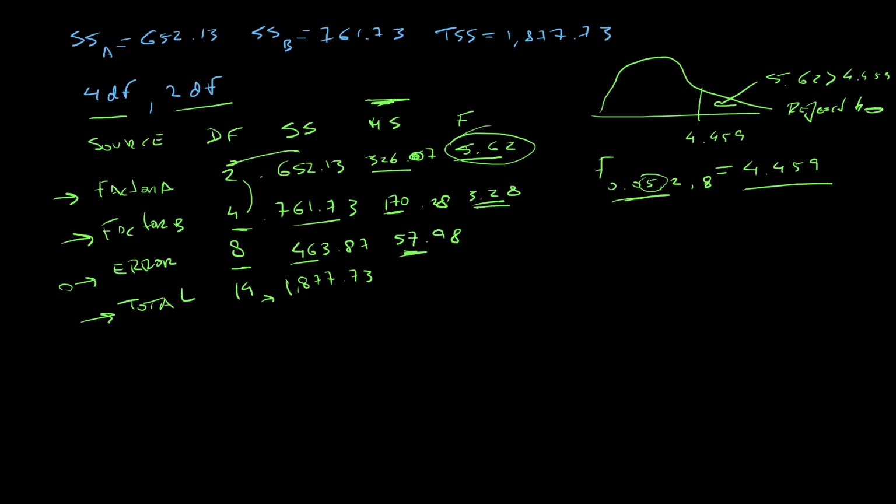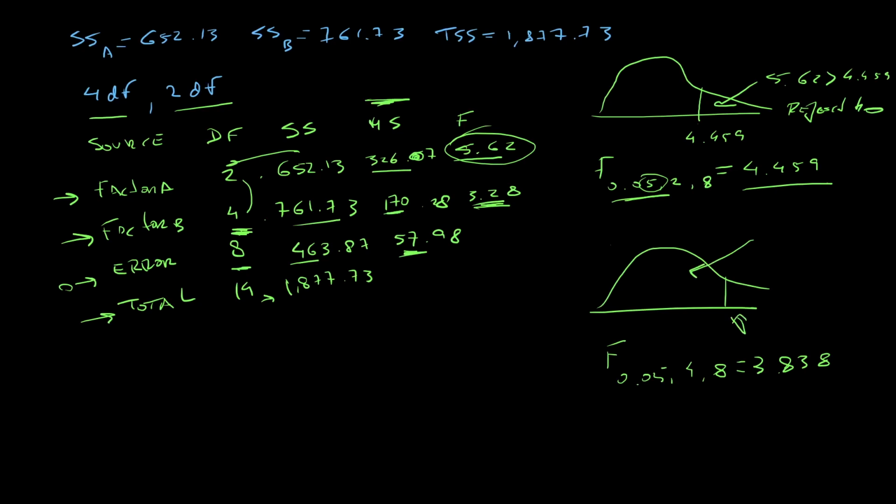For the other one, if they ask you to do the same, let's write the F here real quick. So it's F at 5%, and now it's 4 degrees of freedom and 8. So 4, 8. You're going to check the table, and you'll find that the value is 3.838. Essentially, if this one is 3.28, it will go here because the critical value is 3.838. So here you don't reject the null.